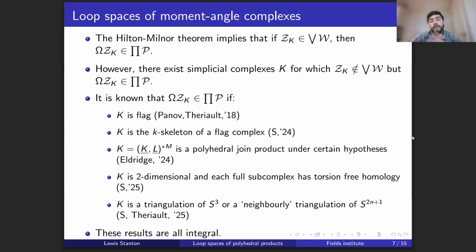But we've seen the example of the boundary of a square, which is definitely not a wedge of spheres. It was an S^3 crossed with an S^3. But of course, after you loop, it will still be in this collection. And so this collection is a much wider family of simplicial complexes.